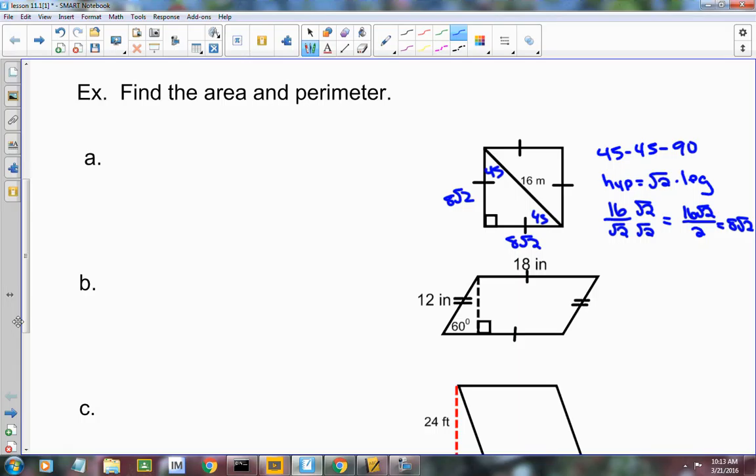A shortcut to that: if you know the hypotenuse, the leg is half of that times radical 2, okay? All right, so we're going to find area, which is base times height, and my base and my height are both 8 radical 2. 8 times 8 is 64, radical 2 times radical 2 is 2, and so my area is 128 meters squared.